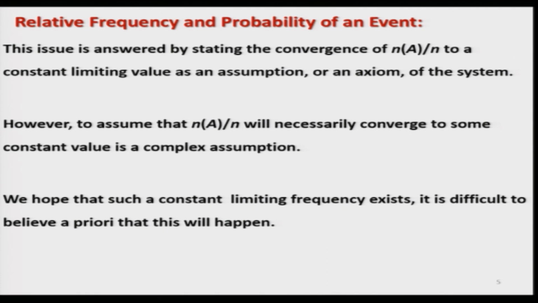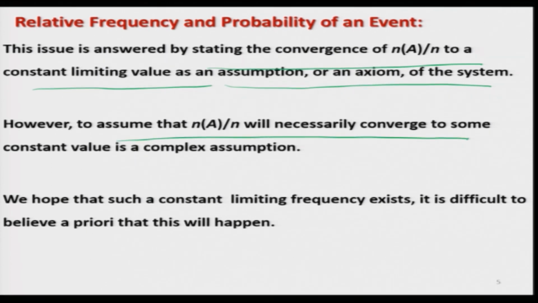So, now in order to answer this question, we have to do something more, and we need to state the convergence of n_a upon n to a constant limiting value as an assumption or an axiom of the system. We have to make some rule. Even if you assume that n is getting larger, to assume that n_a upon n will necessarily converge to some constant value is not an easy job. It is a complex assumption.